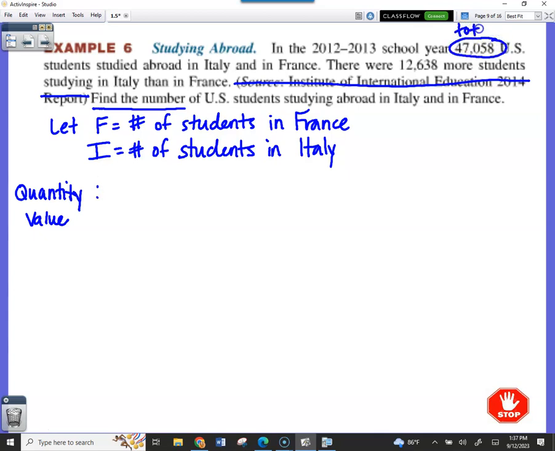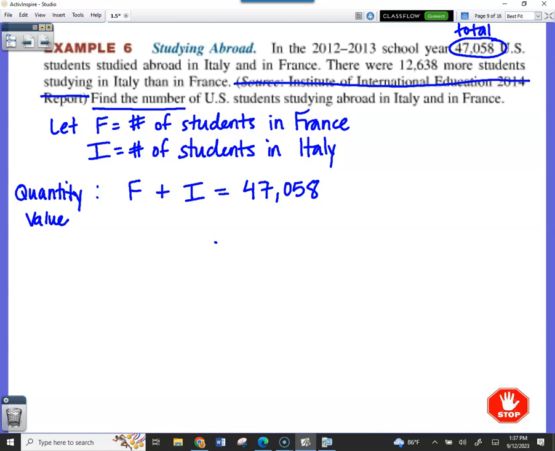This is the total. So however many are in France and however many are in Italy equals 47,058 students. So the number of students in France added to the number of students in Italy will total to 47,000.